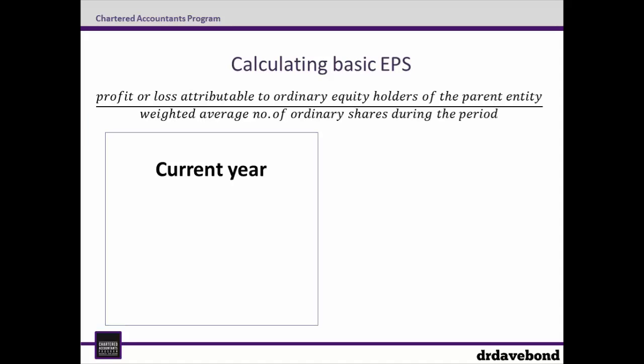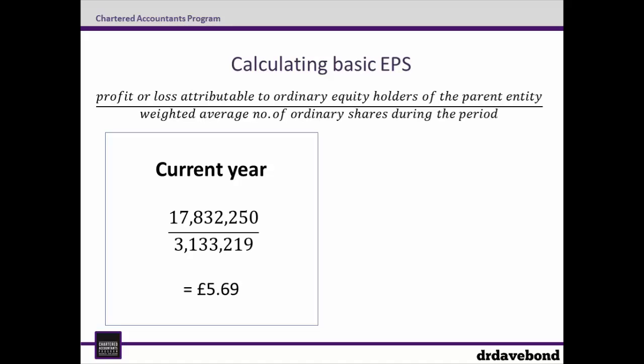To calculate the basic EPS, we then take the earnings we calculated of £17,832,250 and divide it by the weighted average shares of 3,133,219, which gives us an EPS in the current year of £5.69.